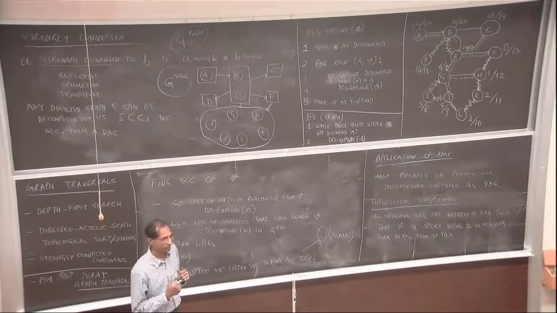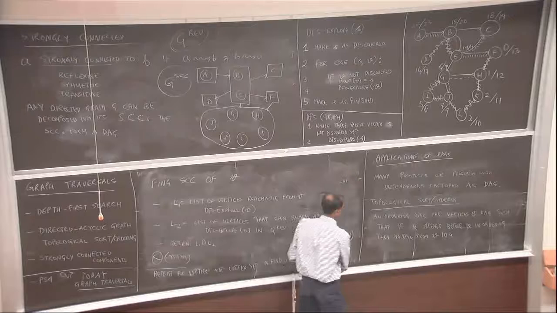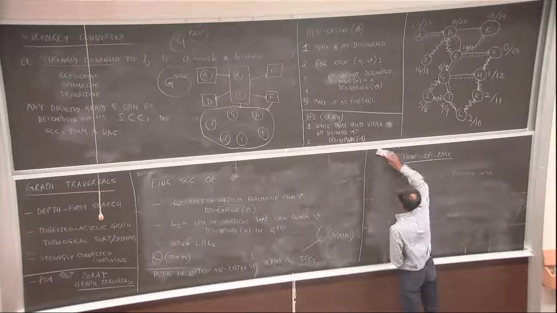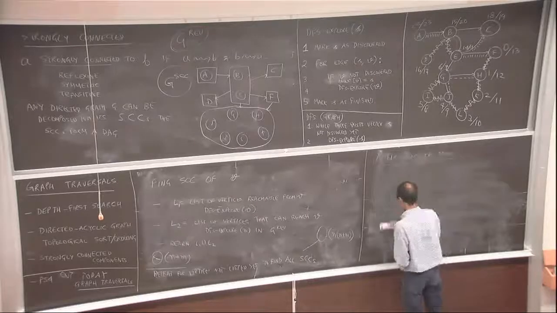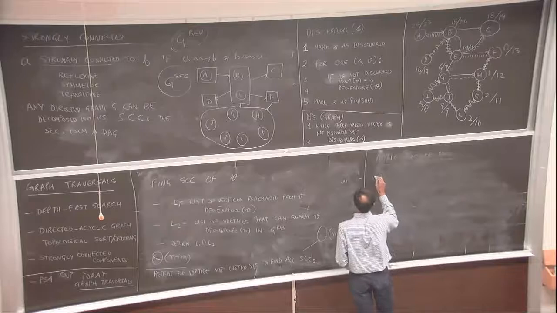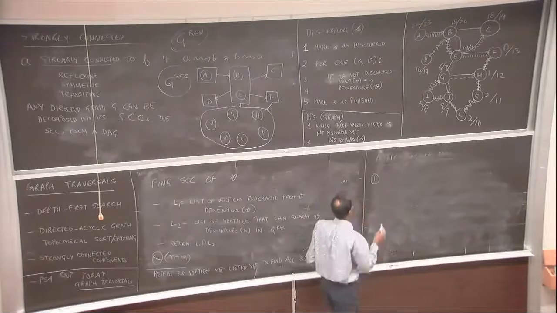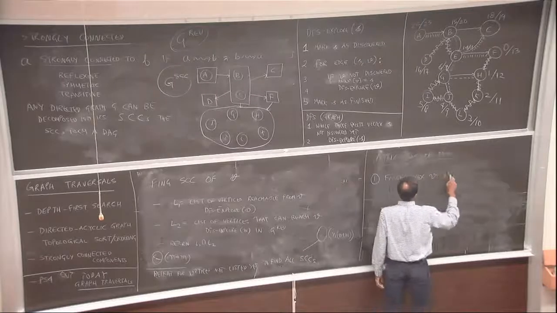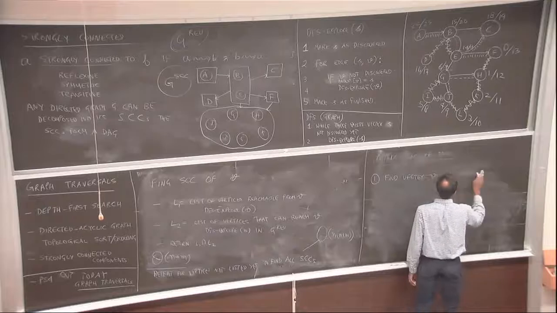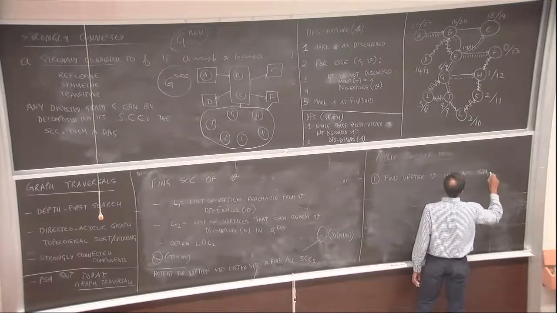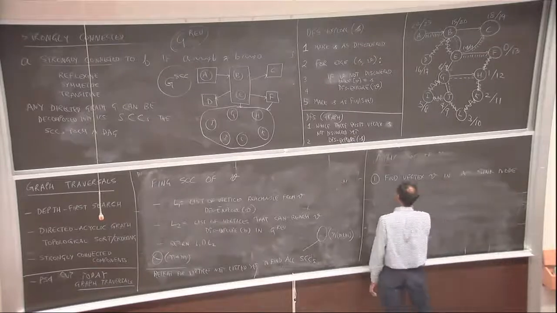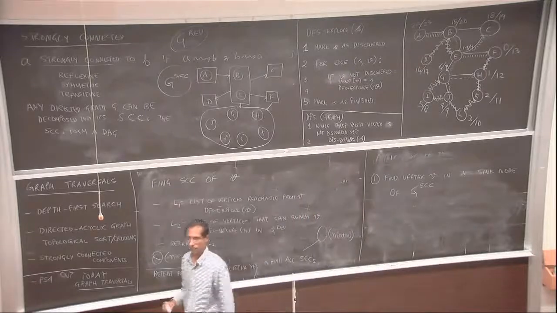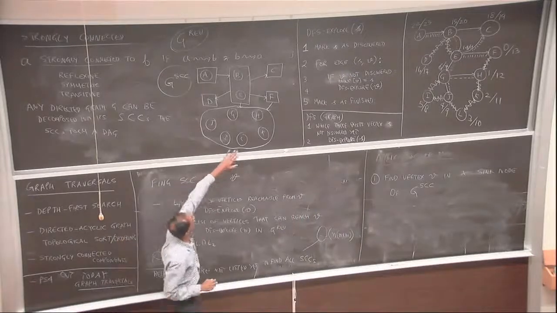Okay? So here is the idea. What we want to do is, I'm going to write the main idea: find a vertex B in a sink node of this graph. I want to find a vertex in the sink node.